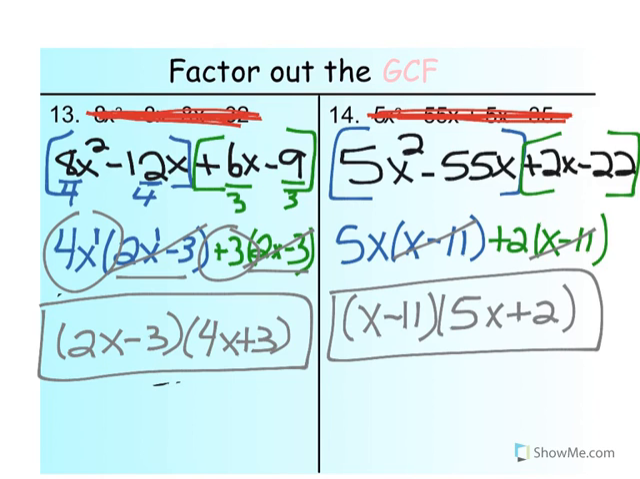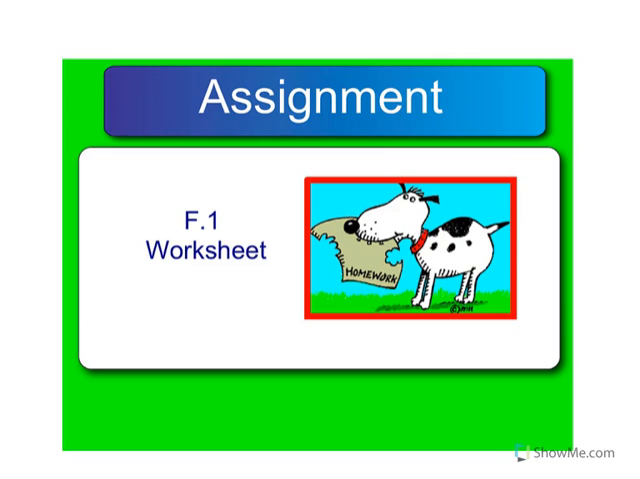Both terms share an x minus 11, so that is the first factor we pulled out. And then what remained was the 5x and the plus 2. If you are feeling comfortable with factoring out the GCF, you are done with your notes and you are ready to ask for your assignment when you return to class.